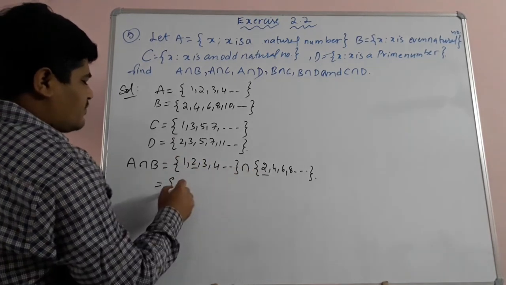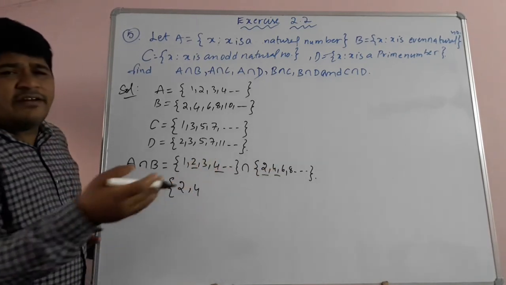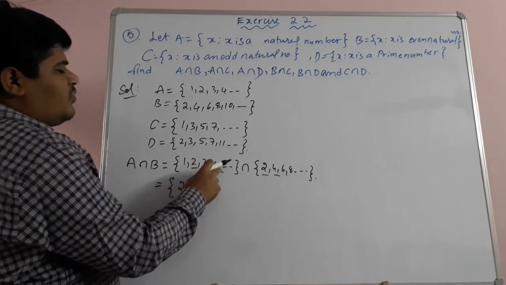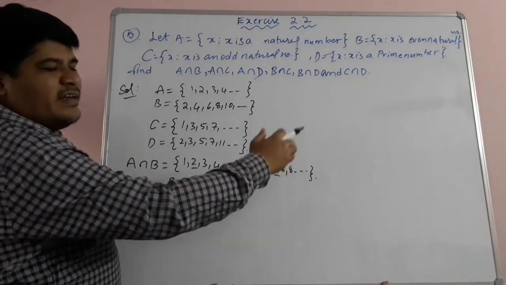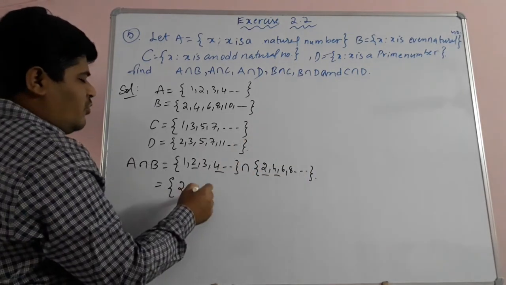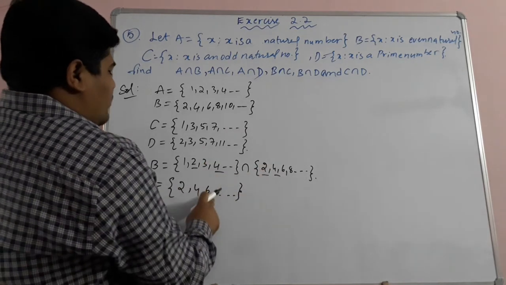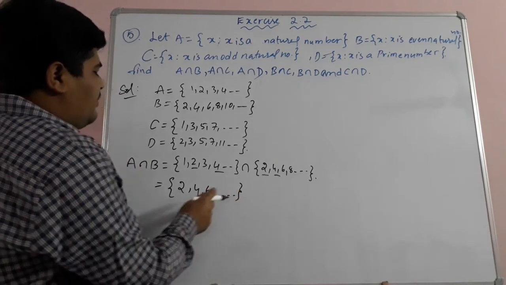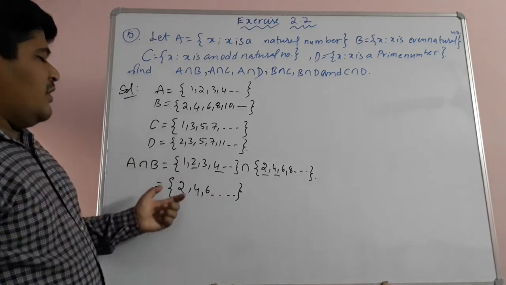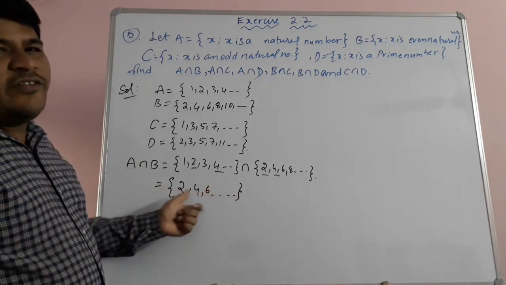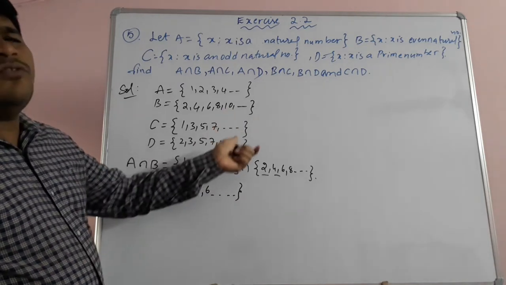2 and 2 are common, 4 and 4 common, 6 and 6 common, and here so on means 8, 10, 12, like that everything is there. In 1, 2, 3, 4, so on means 5, 6, 7, 8, 9, 10, 11, 12, everything is there. So 2, 4, 6, and so on. Children, A intersection B is the even natural number set only: 2, 4, 6, 8, and so on. There are so many elements that we cannot write all of them, so we write so on again.